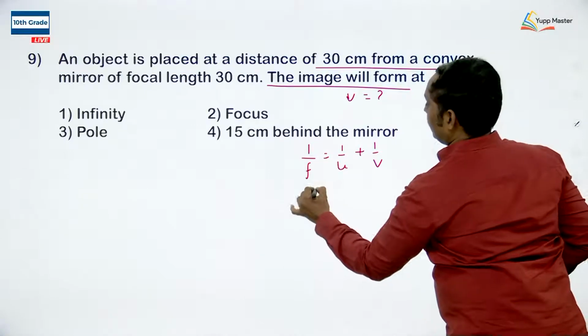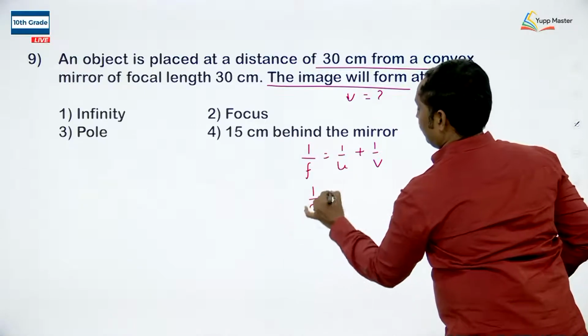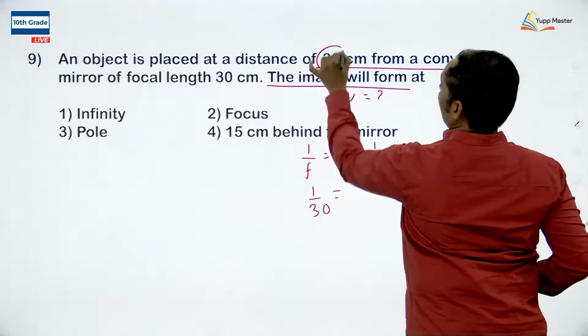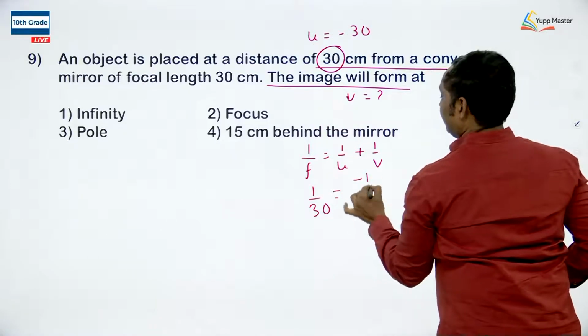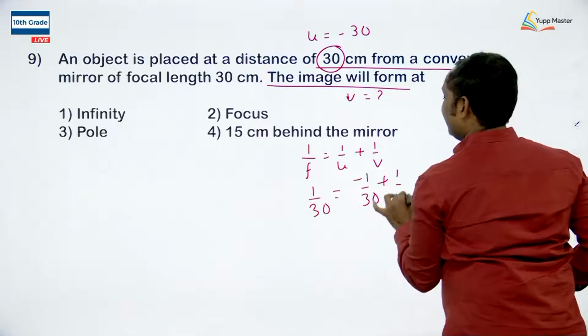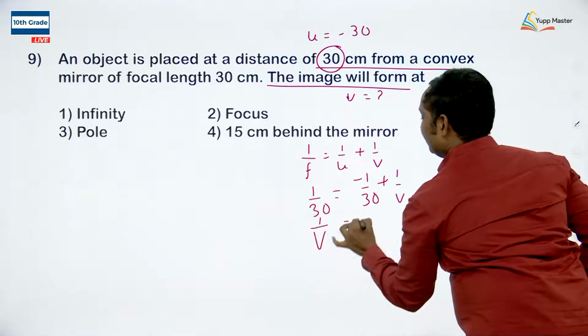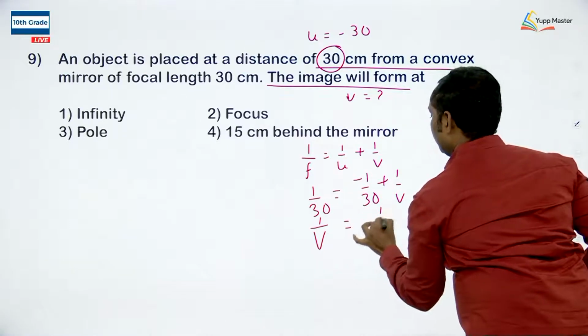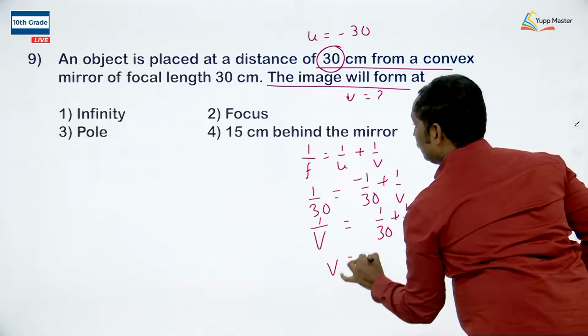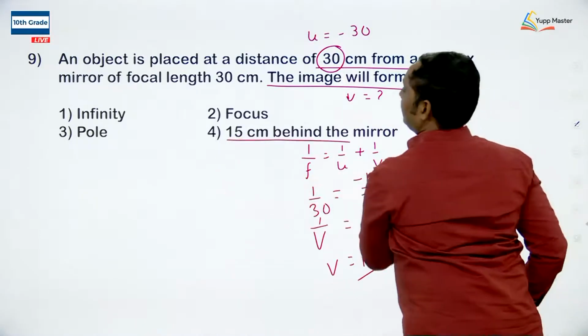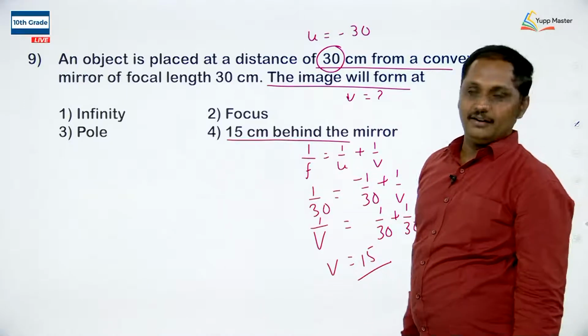Now, 1 by 30 is equal to 1 by minus 30 plus 1 by v, where u is equal to minus 30. So, 1 by v is equal to 1 by 30 plus 1 by 30. So, v is equal to 15 centimeter. v is 15 centimeter behind the mirror.